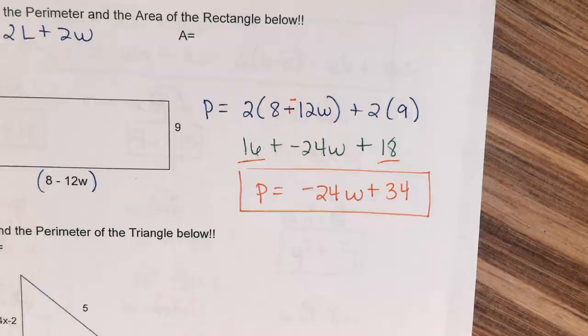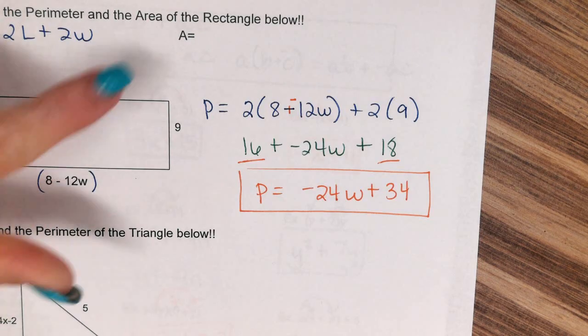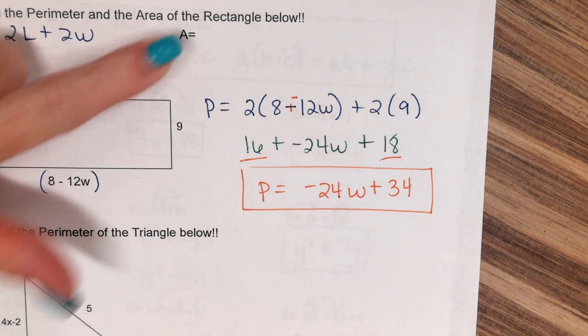Question. Could you write 34 minus 24w? Yep. Could you have written 34 minus 24w? Yes.